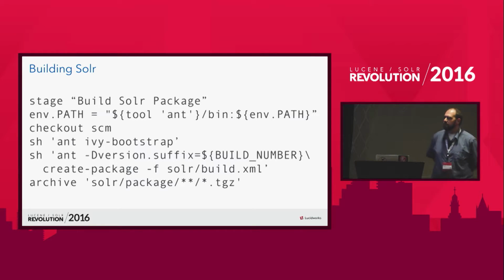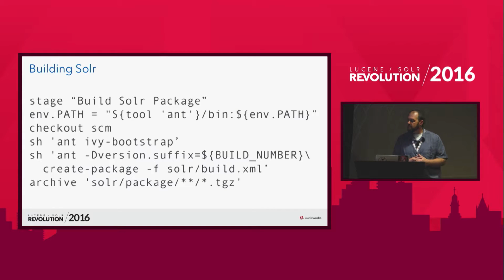So the Jenkinsfile that does the Solr build looks like this. The important things to note are that I have a stage called build Solr package. That second line is locating the ant tool that's installed with Jenkins and putting its path on the path. Checkout SCM, since I have a Git repository configured in the build, is doing a Git clone of that repository into the workspace of the Jenkins build. So at that point, it's actually cloning the Lucene Solr branch that I specify into the workspace.